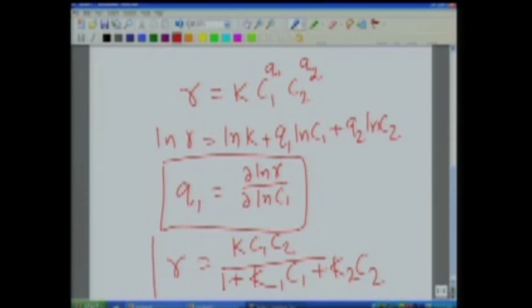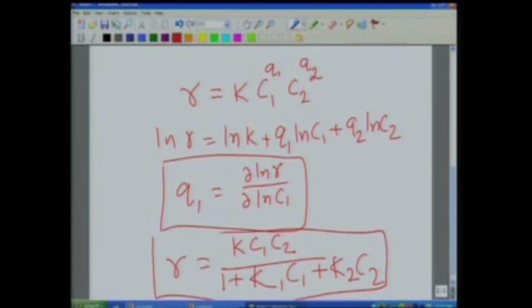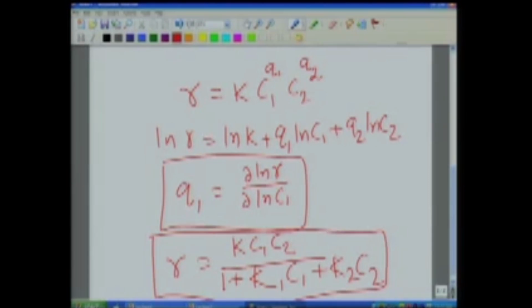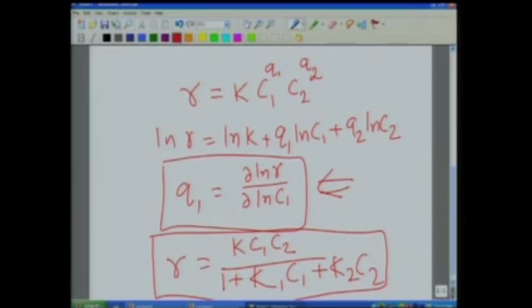Even for these cases, I can define my apparent order or observed order with respect to C1, with respect to C2. How do I do that? I know for my exact power law kinetics, the definition of order is this, that is Q1 is ∂ln R/∂ln C1.